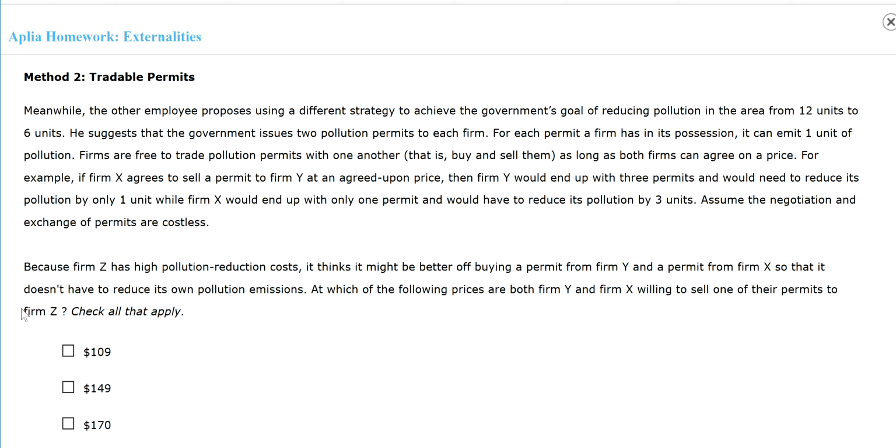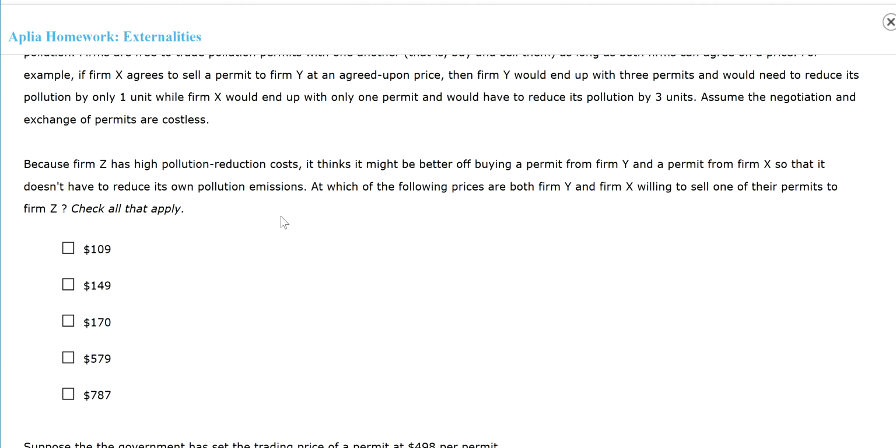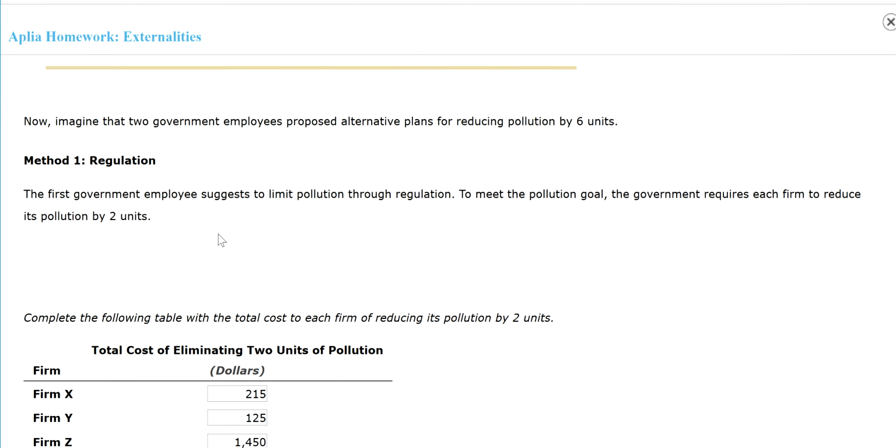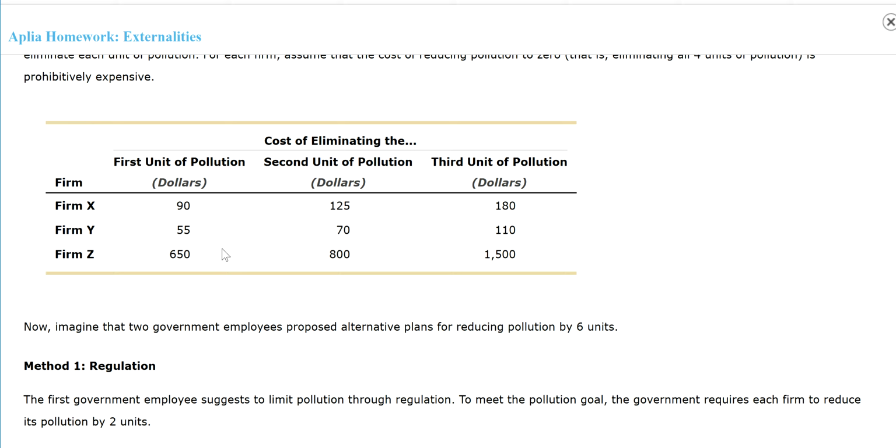Alright, so because firm Z has the highest pollution cost, it thinks it might be better off buying a permit from Y and a permit from X, so that it doesn't have to reduce its own pollution emission. Which of the following prices are both Y and X willing to sell one's permit to company Z? Check all that apply. Alright, so let's look at the cost over here. Now remember, if company Z is buying the permit from either X or Y, that means those companies need to pay a little extra for their own pollution cost.